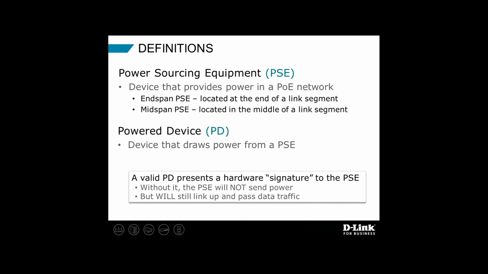And a very important point here is that if it's an industry standard, a valid PD, it will present a signature in its hardware to that PSE. That tells the PSE that it's a valid device. Without it, the PSE will not apply the PoE power on the cable. It will certainly establish Ethernet link and pass traffic, but it won't put the PoE power on unless it sees that signature.